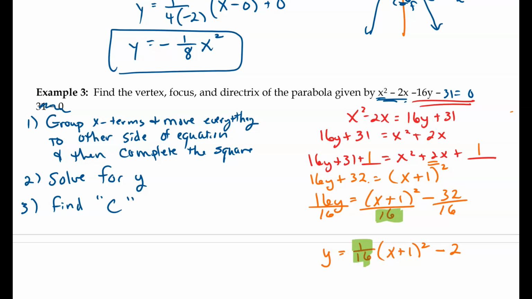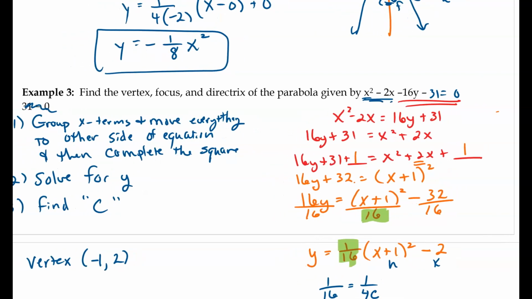So here's what we're going to do. First of all, we're going to get our vertex. Remember, this would be h and this is k. Since that's a positive 1, our vertex becomes negative 1, 2. Our focus and directrix we can't find unless we solve for c. So we're going to go 1/16 is equal to 1/4c. If you cross multiply, you get 4c is equal to 16, so c is equal to 4. It's a positive 4.